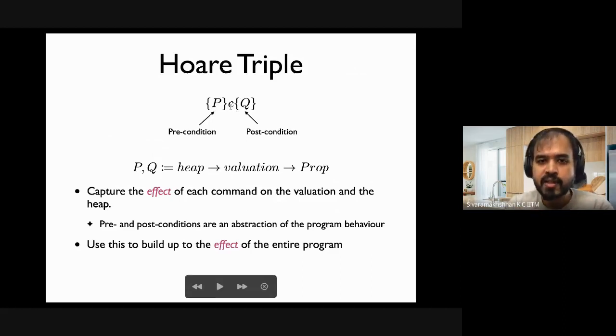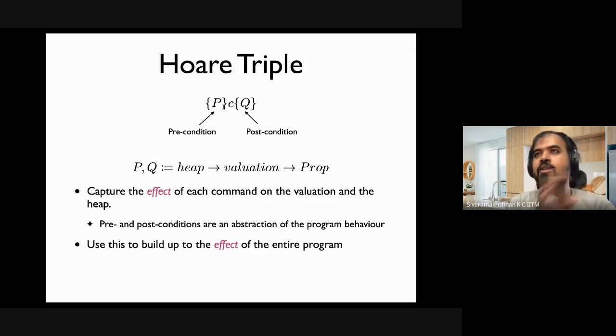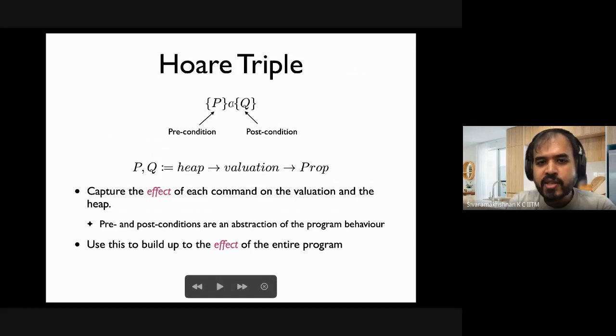The whole point is you want to express some property about the program. It can be an arbitrary property. You can say the initial heap has everything as 0, and you execute this program, and you are claiming something else holds at the end of the program, which is Q. So P and Q are just functions that go from heap and valuation to prop. This is some property that you want to have before you execute the command, and some property that you want to have after the execution of this command.